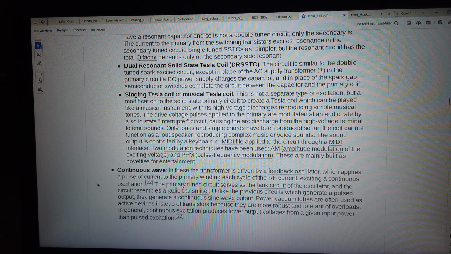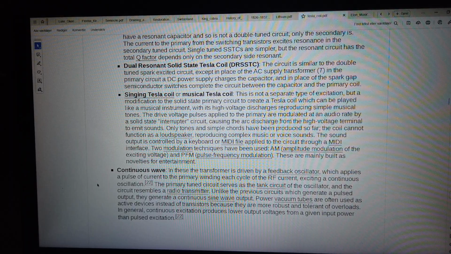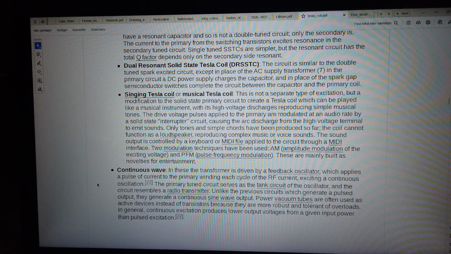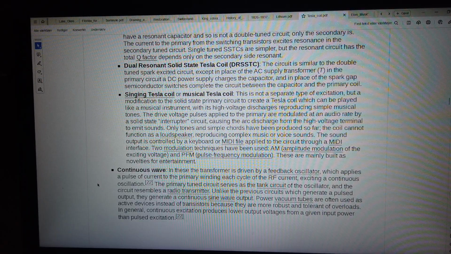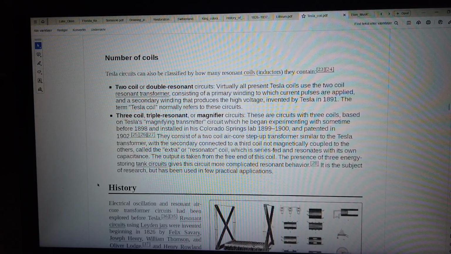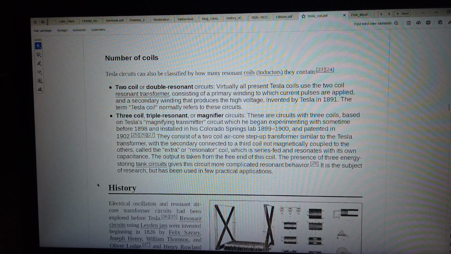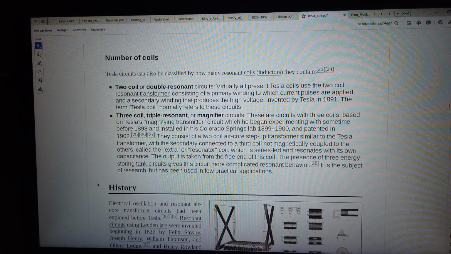Power vacuum tubes are often used as active devices instead of transistors because they are more robust and tolerant of overloads. In general, continuous excitation produces lower output voltages from a given input power than pulsed excitation. Number of coils. Tesla circuits can also be classified by how many resonant coils, inductors, they contain.